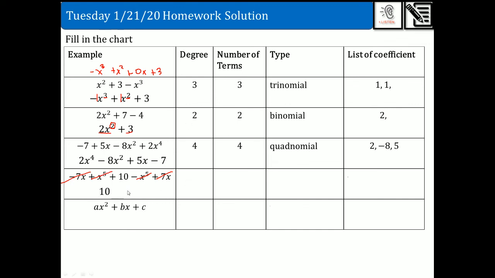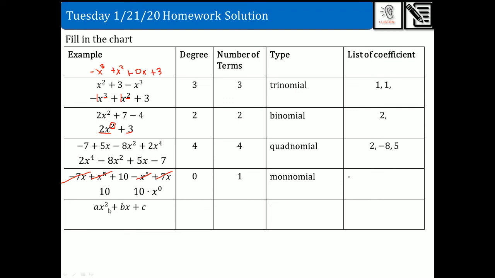What is the degree here? Remember, this is just a number. It's being multiplied by x to the 0 power, and x to the 0 power is just 1. So this is a degree of 0. It's a constant. The number of terms here is just 1. This is a monomial, and the type of monomial is a constant. And the list of coefficients doesn't have one because it's just a constant, just a number without a variable.